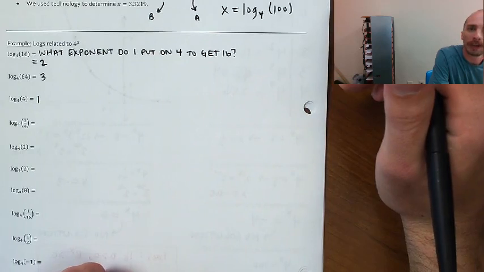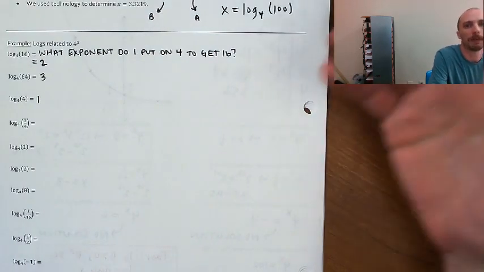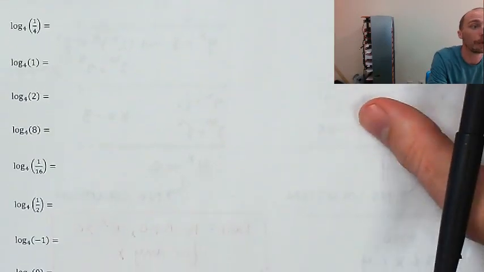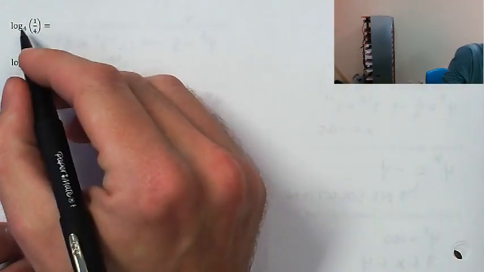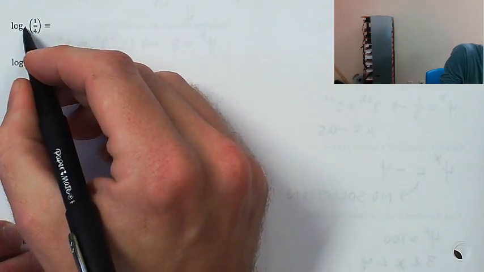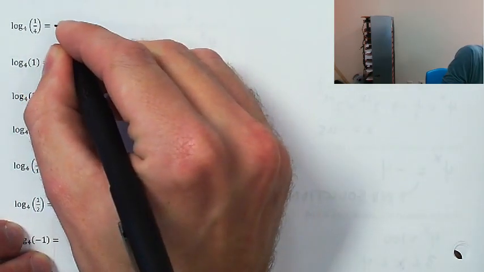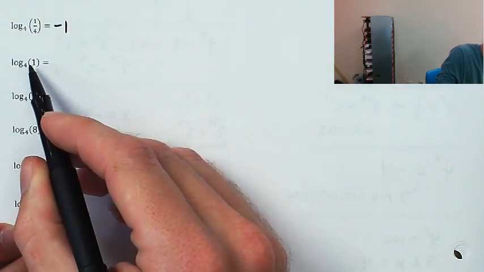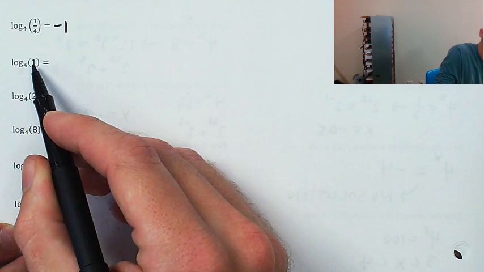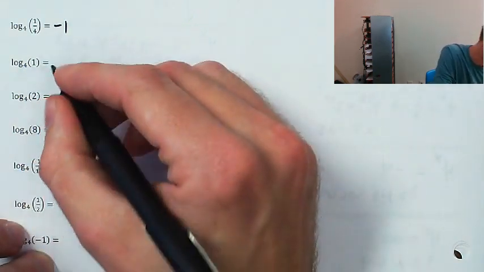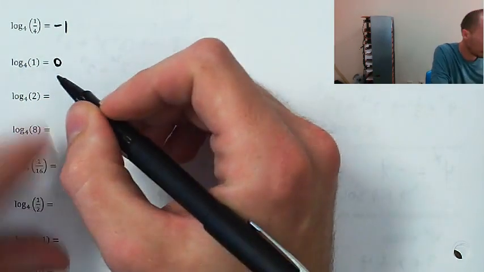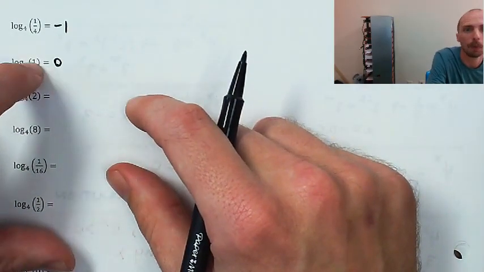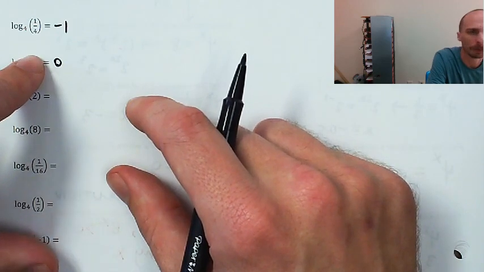Okay, 4 to the what equals 1 over 4? And so now you might see we're really going to be focusing on these exponent rules that we've been learning about in the whole class. So log base 4 of 1/4, what exponent do I put on 4 to get 1 over 4? That's going to be the negative 1 exponent. And then log base 4 of 1, what exponent do I put on 4 to get 1? That's going to be the 0 exponent. I'm going to point out, I think later in the video, that log of 1 with any base is always 0, regardless of what the base is.